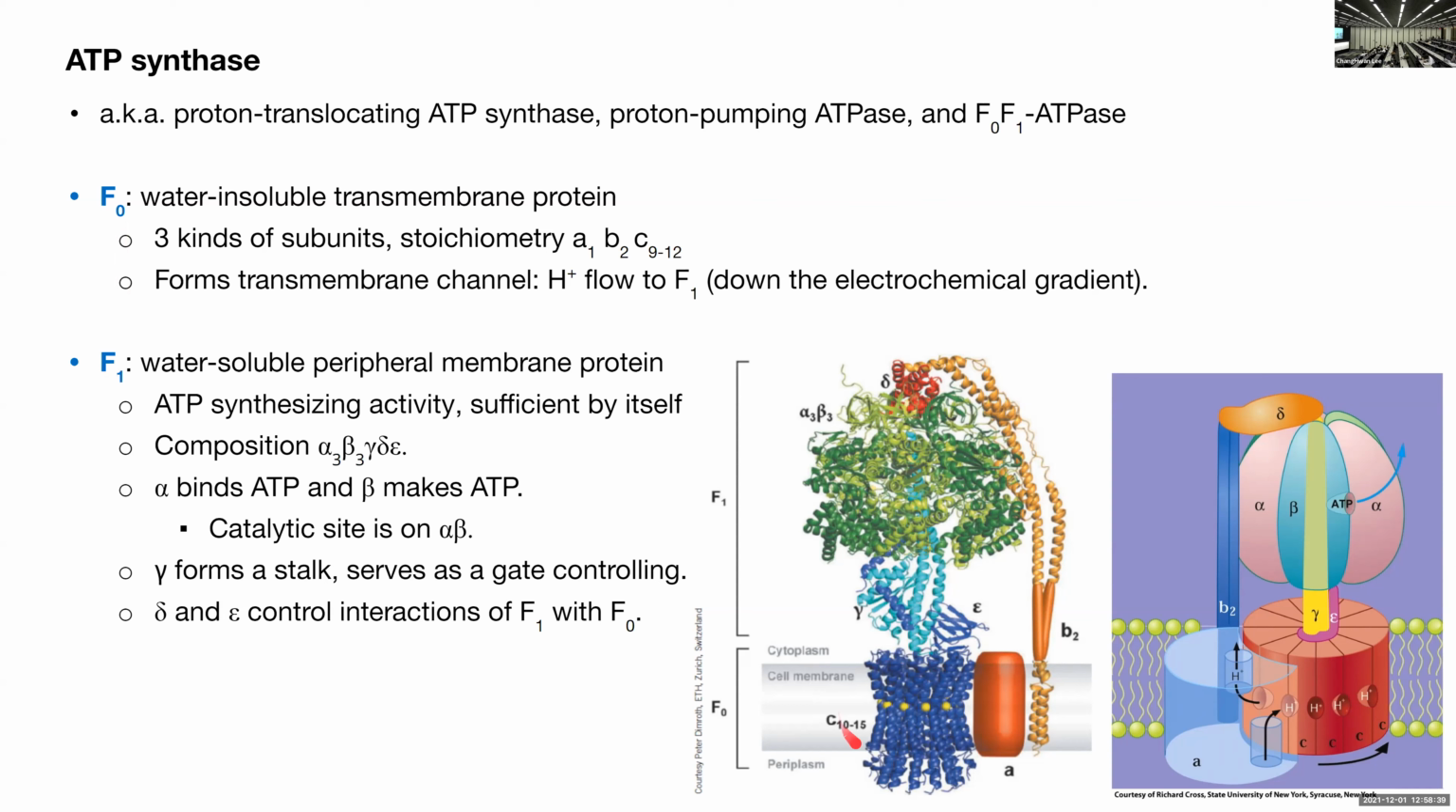F0, as you can see here, is the component that is stuck in the inner membrane of mitochondria, as opposed to F1, which is exposed to the matrix of the mitochondria. F0 interacts with the lipids on the membrane and is a water-insoluble transmembrane protein. It has three kinds of subunits with the stoichiometry.